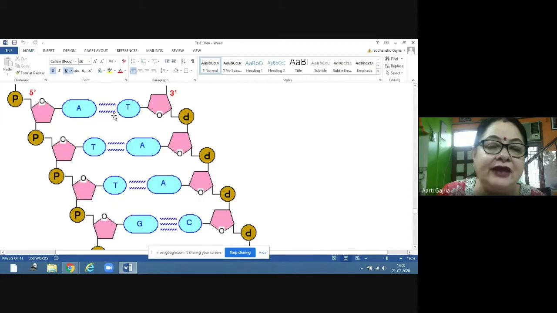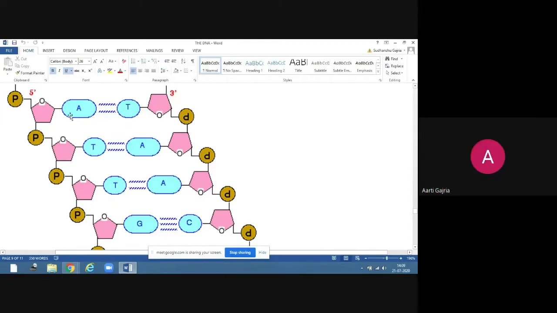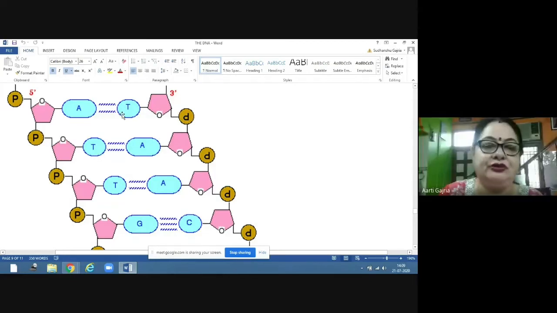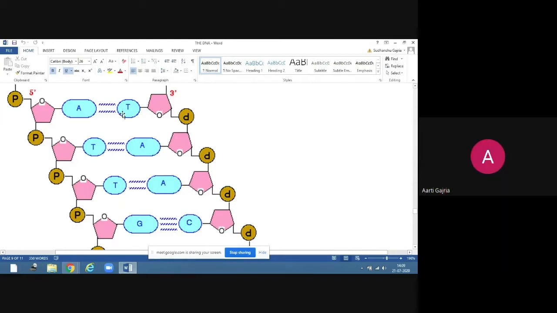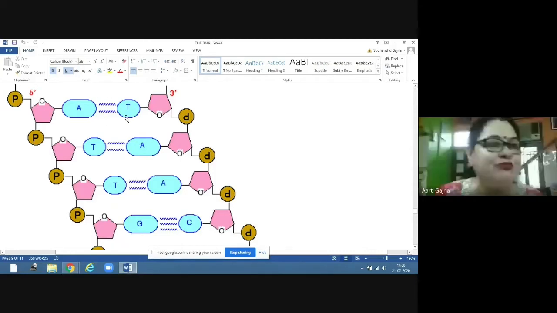And the bonds which are present between the two nitrogenous bases are hydrogen bonds. So how many types of bonds are present? 4 types of bonds are present: glycosidic bonds, phosphoester bonds, phosphodiester bonds, and hydrogen bonds. And if you see, between adenine and thymine there are 2 hydrogen bonds, and between guanine and cytosine there are 3 hydrogen bonds. And these are the 2 strands of DNA fragments.